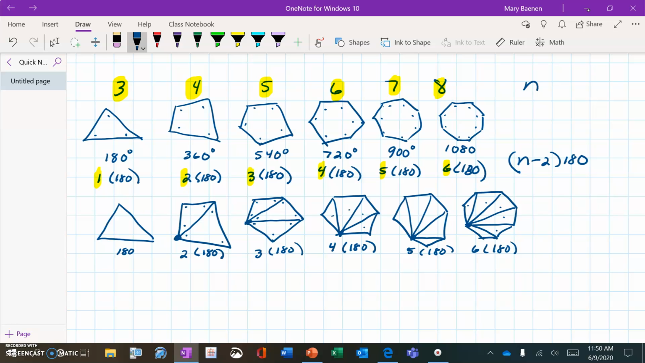So the number of sides subtract 2 always gives me how many triangles? 7 sides subtract 2 gives me 5, 6 sides subtract 2 gives me 4, 5 sides subtract 2 gives me 3, 4 sides subtract 2 gives me 2, and 3 sides subtract 2, I don't have to do that one, it's just 180, right? Okay, so what is the rule then? N minus 2 times 180. So that's another way to see it.